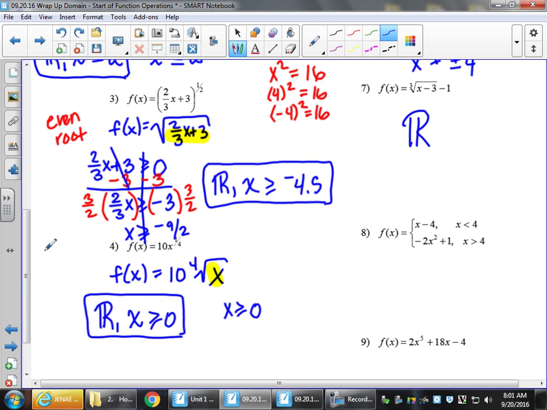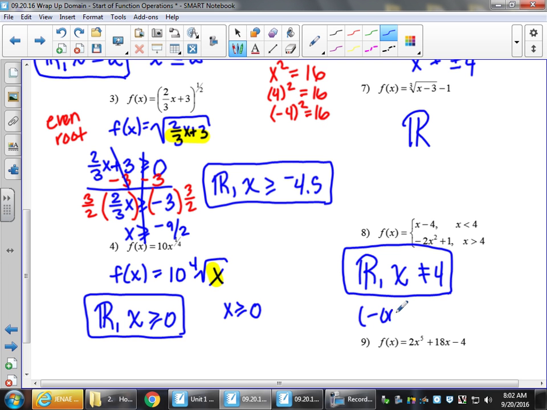Number 8. Ignore this, ignore this. You are just paying attention to our restrictions. What are we thinking? It does restrict 4. Because this is x less than 4, this is x greater than 4. Neither of these say that it can also be equal to. Perfectly fine. So you could also write this. Just as good.